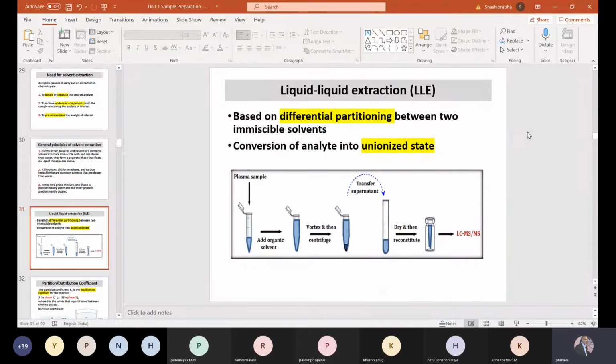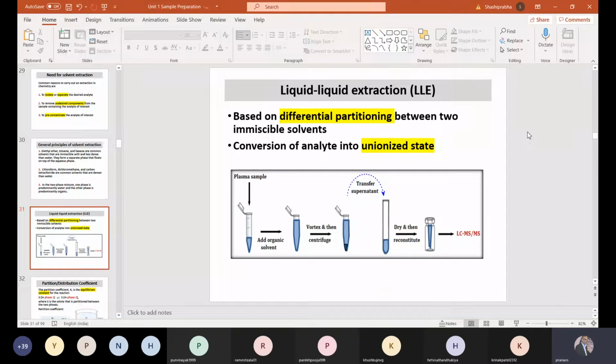And to extract anything into an organic phase, there should not be any charge on that species. That means it should be unionized. And therefore, in liquid extraction, we basically create conditions such that the analytes which we are extracting should be somehow neutralized in charge so that they are partitioned to a greater extent in the organic phase. So these two things are important when we study liquid extraction.